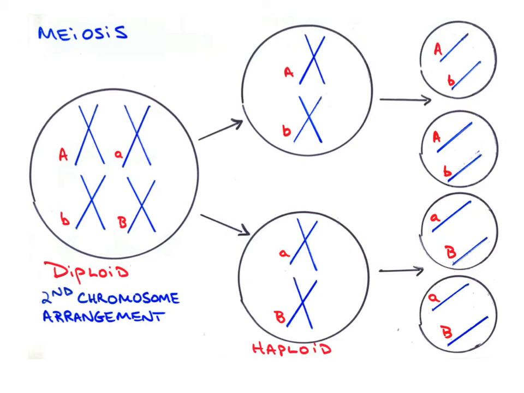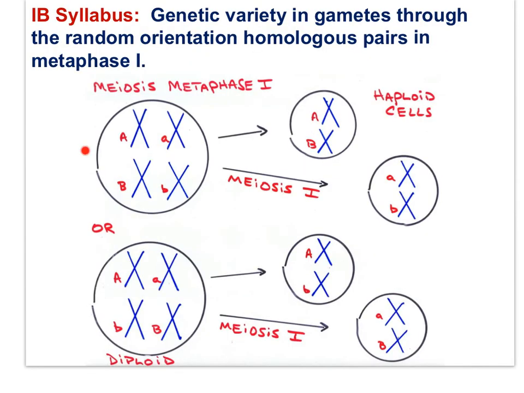Imagine all 23 pairs for humans aligned during metaphase I of meiosis, each pair randomly oriented in one of two possible positions, and millions upon millions of gametes being formed. The possible combinations are huge. In fact, it's 2 to the 23rd power. In this slide, we can see both orientations that I showed you separately over two slides. They're together here on one slide. The four possible genetic types of gametes are seen here.